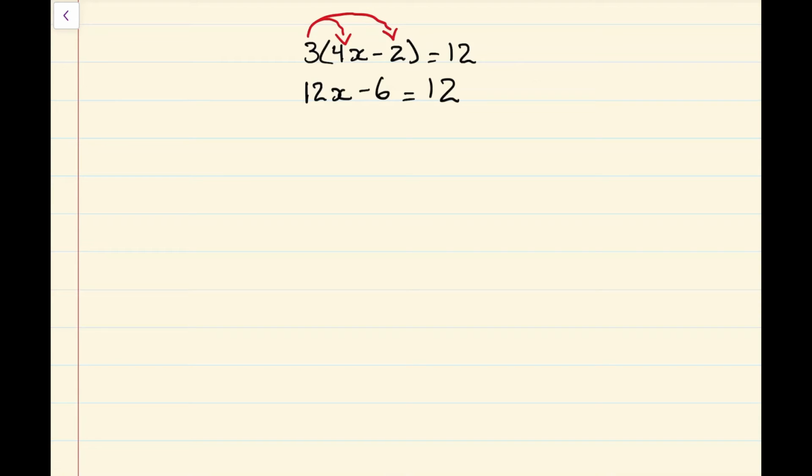Let's remove the 6 from the side with the x. So let's add 6 on both sides. And negative 6 plus 6 is 0. So they cancel out. And so then the resulting equation would be 12x is equal to 12 plus 6.